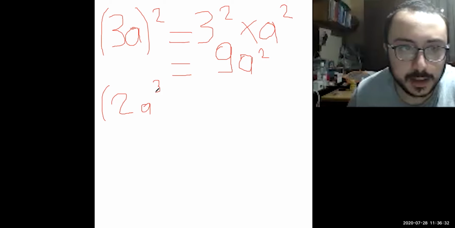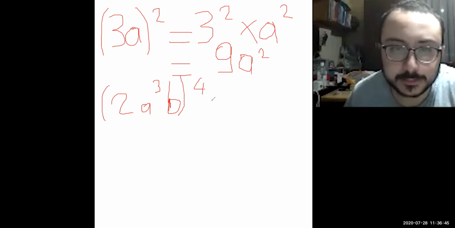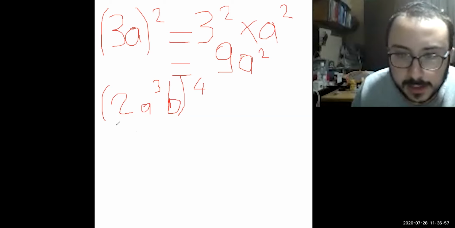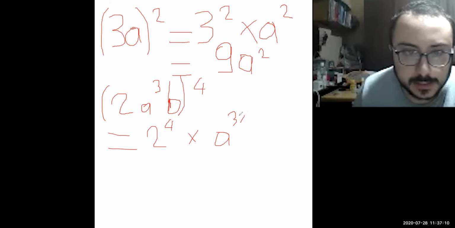2a3b in bracket power 4. It's 2 power 4, times a power 3 times 4, and times b power 4.